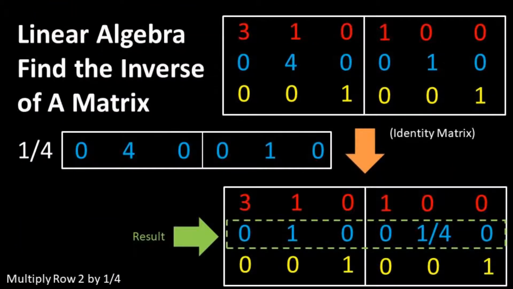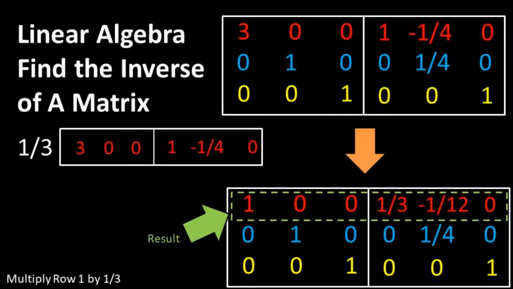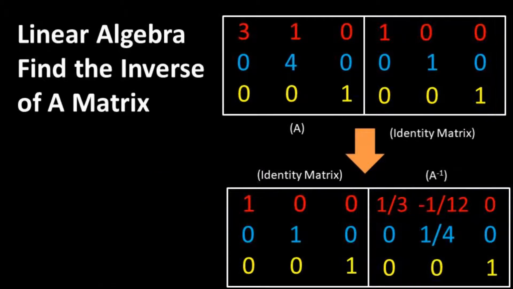The first step for finding the inverse of this matrix is we need to multiply row 2 by 1/4 to get a 1 in the second row, second column. We do this operation to both the original matrix and the identity matrix we augmented it with. Then we need to get rid of the 1 at the first row, second column, so we can subtract row 1 minus row 2. Now to get a 1 in the first row, first column, we need to multiply the first row by 1/3. This leaves us with the identity matrix where the original matrix was, and the inverse of the matrix A where the identity matrix once was.